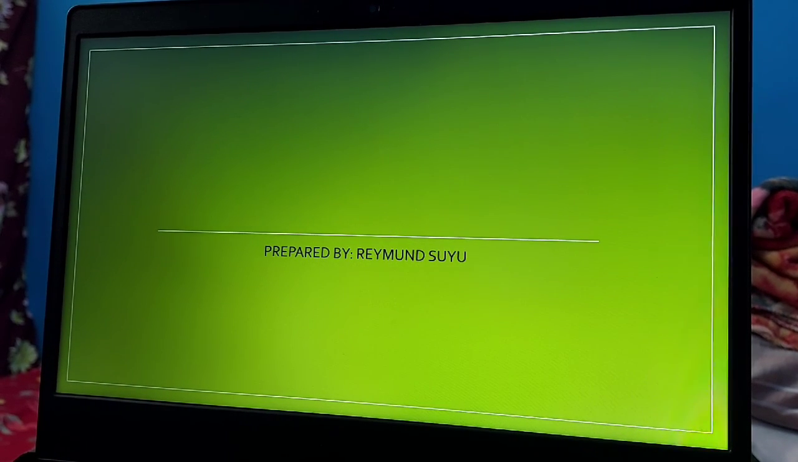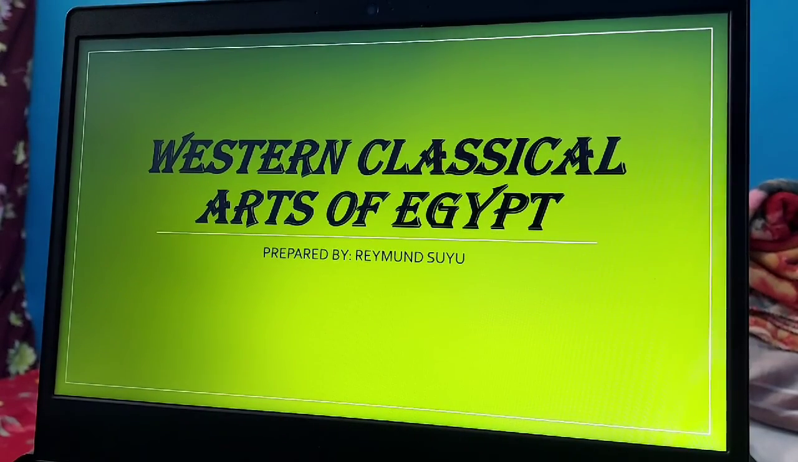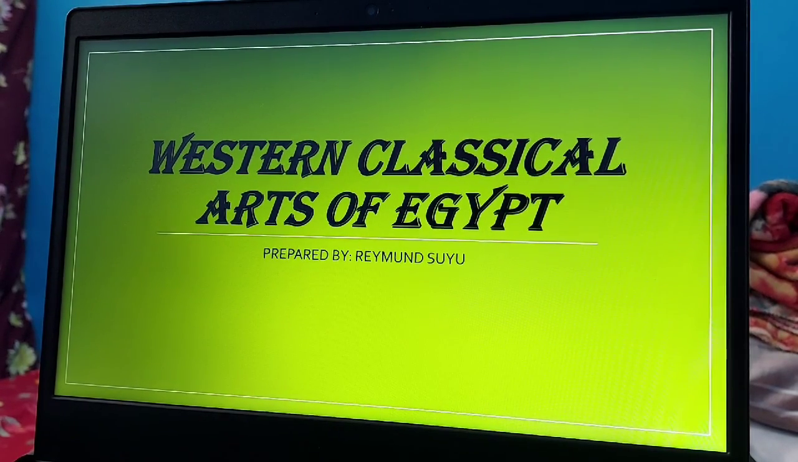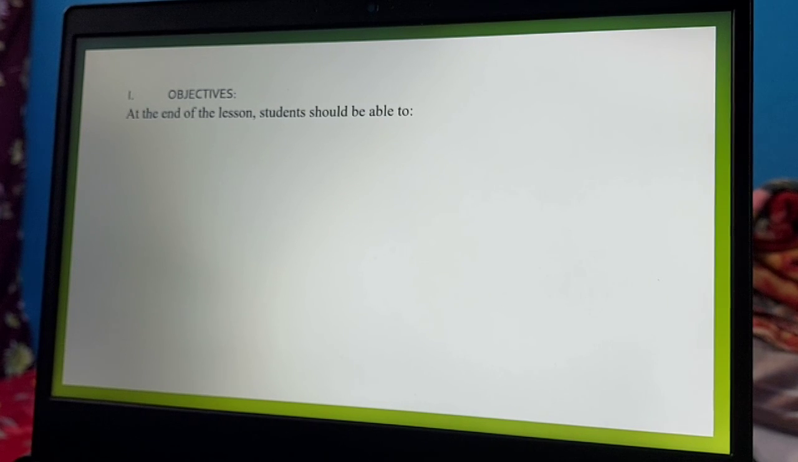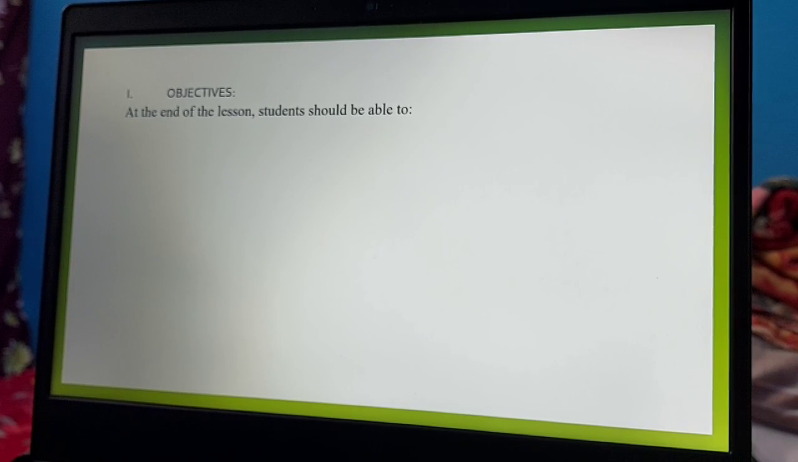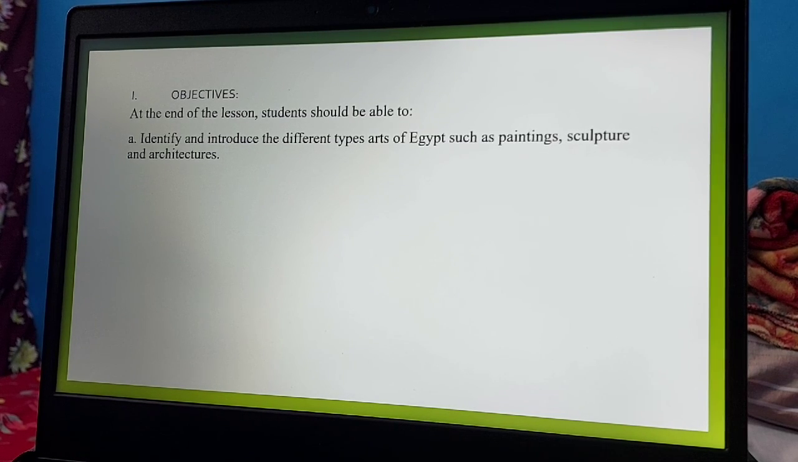So the topic that I will be discussing is Western classical arts of Egypt. The objectives. At the end of the lesson, students should be able to identify and introduce the different types of arts such as paintings, sculptures, and architectures. B. The background information about the types of arts of Egypt.